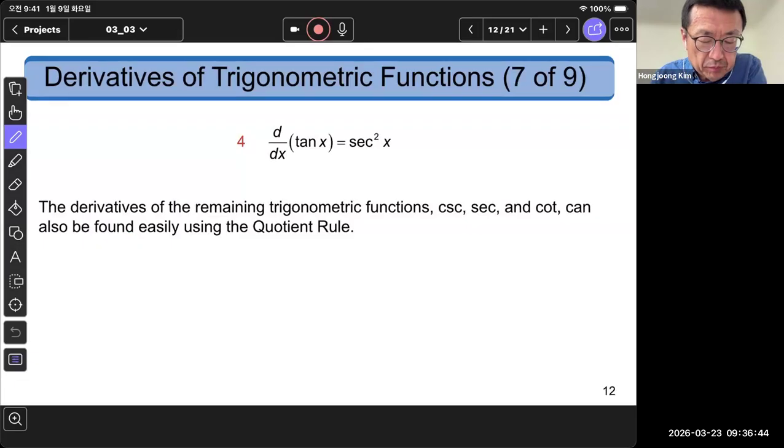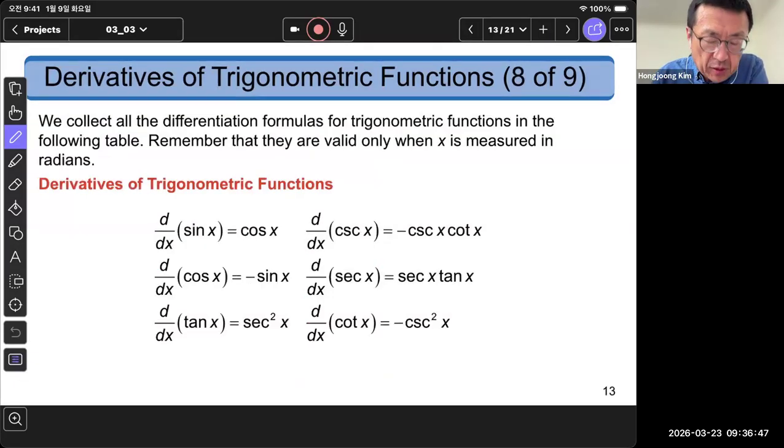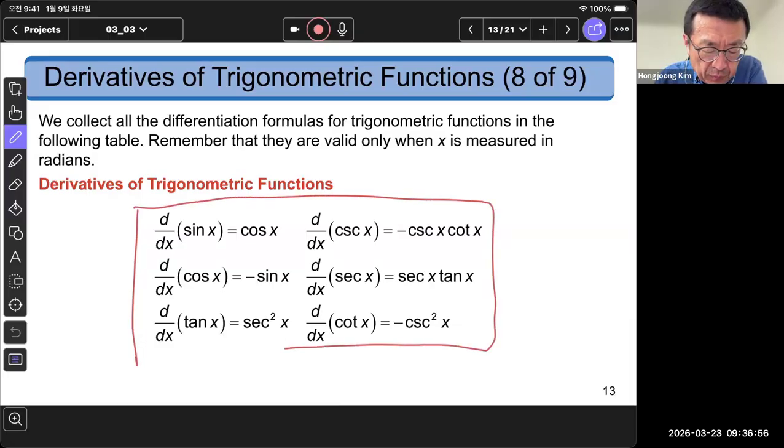By combining with the quotient rule, we could derive these 6 formulas for the derivatives of these trigonometric functions: sine, cosine, tangent. And please remember, when you differentiate trigonometric functions which start with c, you have a negative sign.